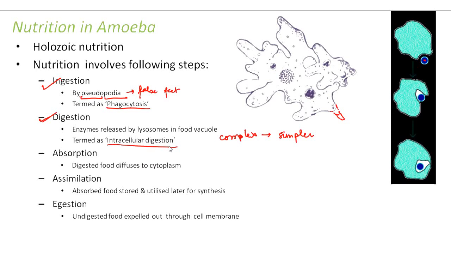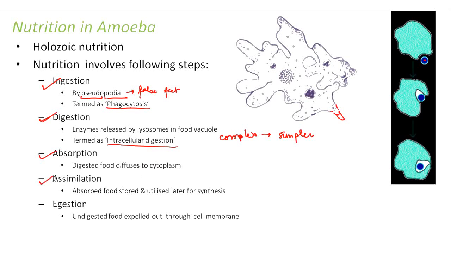The third step is absorption. So what is absorption? The digested food then diffuses into the cytoplasm. So once the food is digested, that simple food will come back to the cytoplasm. Once it comes back to the cytoplasm, it gets spread all over. So the food gets absorbed by the cytoplasm.